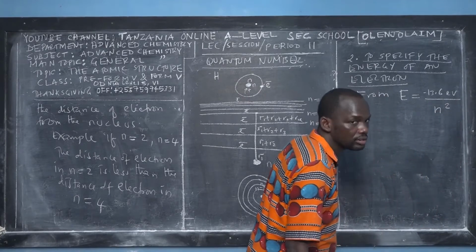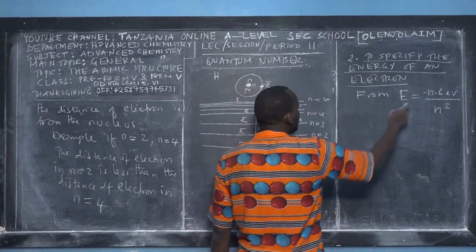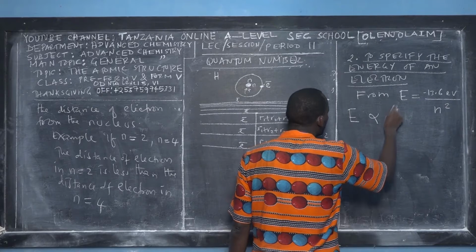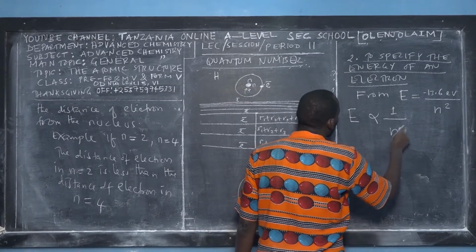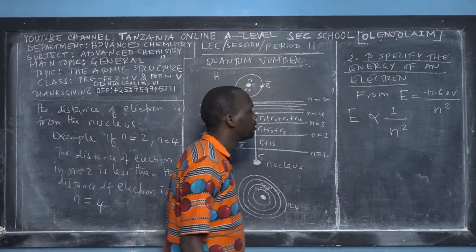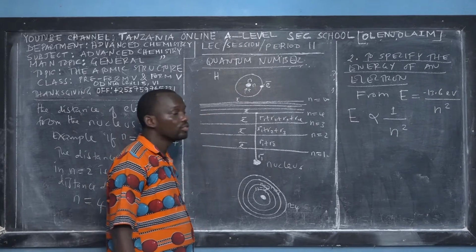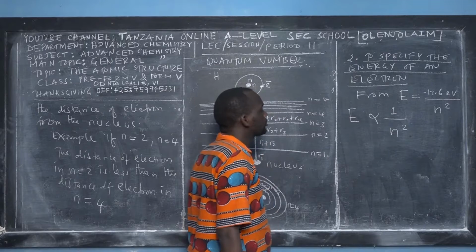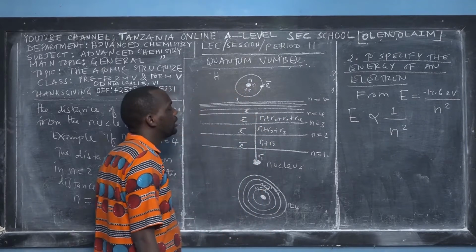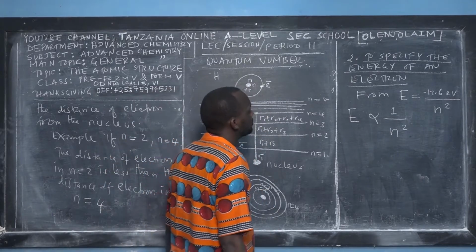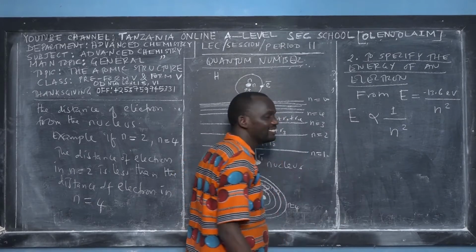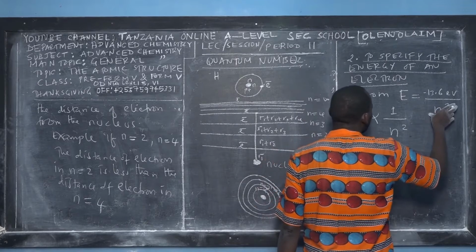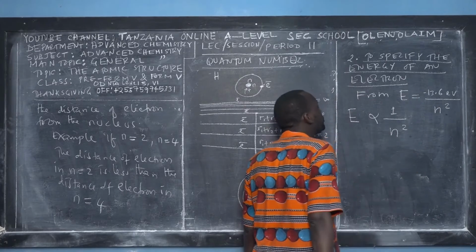You remember that? From that formula, the numerator is constant, but the energy of an electron is inversely proportional to the square of the principal quantum number. So from this expression, the higher the value of the principal quantum number, what will happen? The less the energy or the higher the energy? Because this is the denominator, when you have, let's say, 4, the energy is going to decrease.